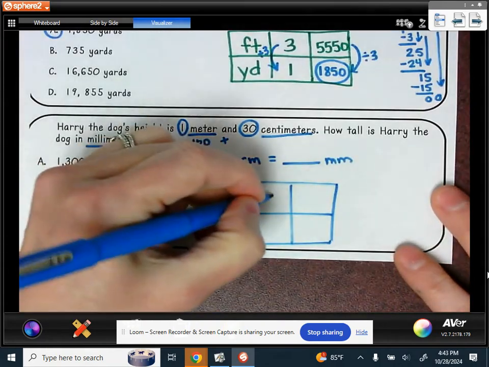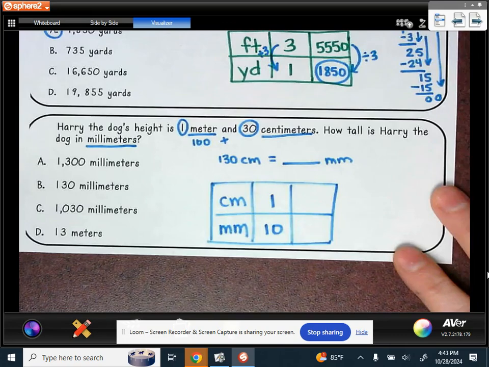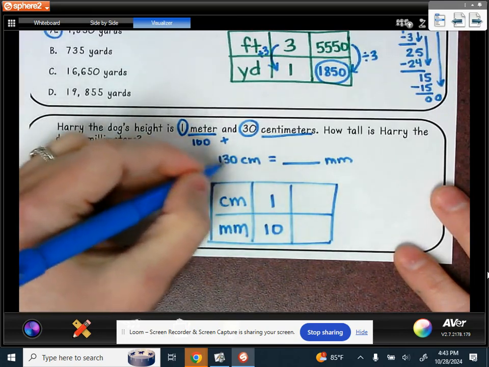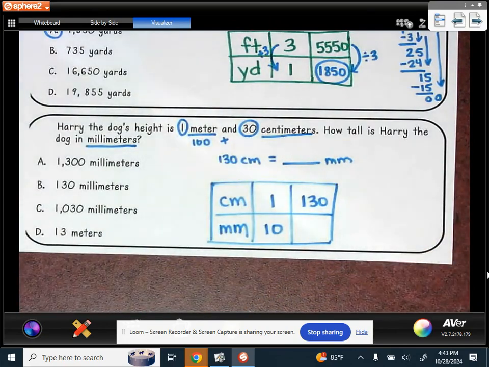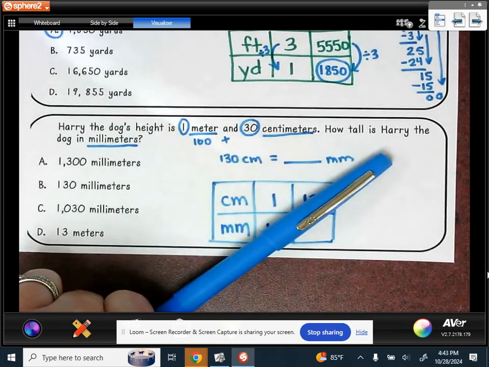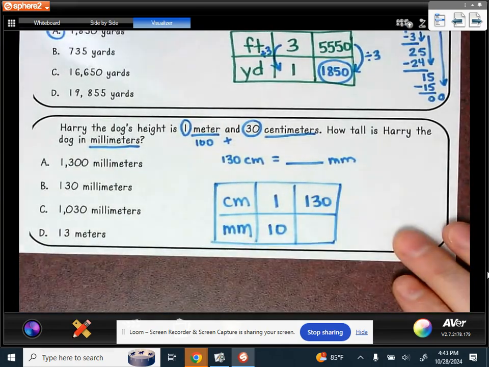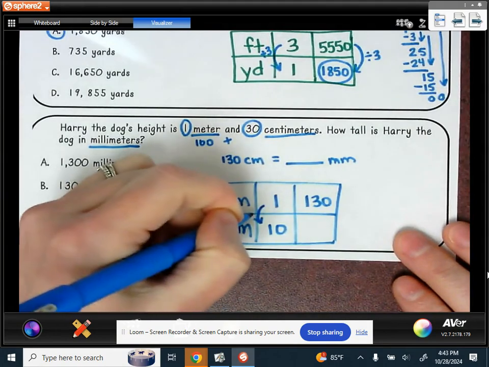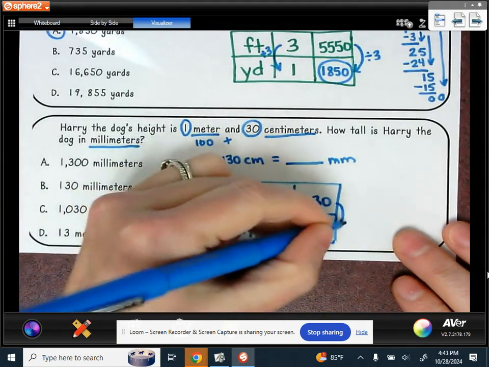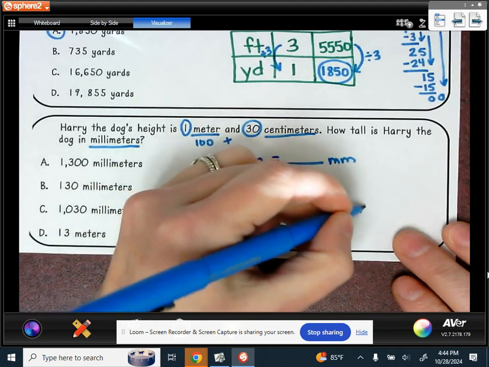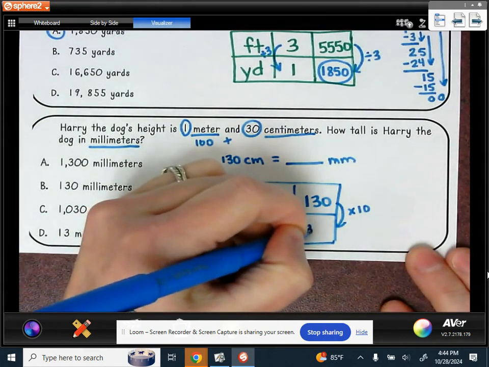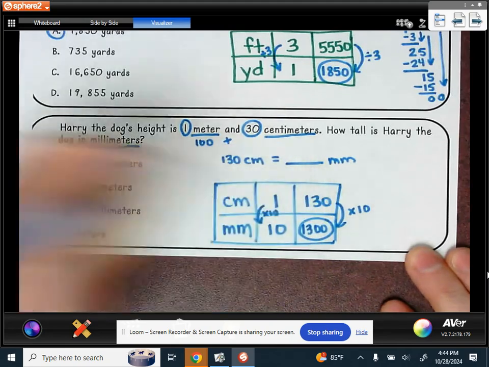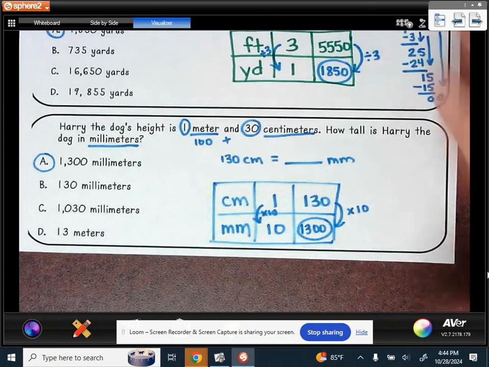And the chart says that 1 centimeter is equal to 10 millimeters. And again, our dog Harry here is 130 centimeters. So we want to change that to millimeters. If I cover up my diagonals here, I know I have to start with the 1. I can do 1 times 10. So over here, I'm going to do 130 times 10. And if we multiply a whole number times 10, we just need to add a 0 on the end. So that would be 1,300, which is this answer choice right here.